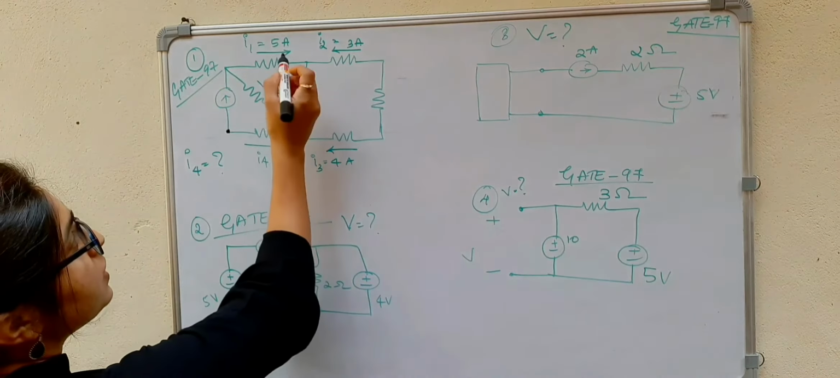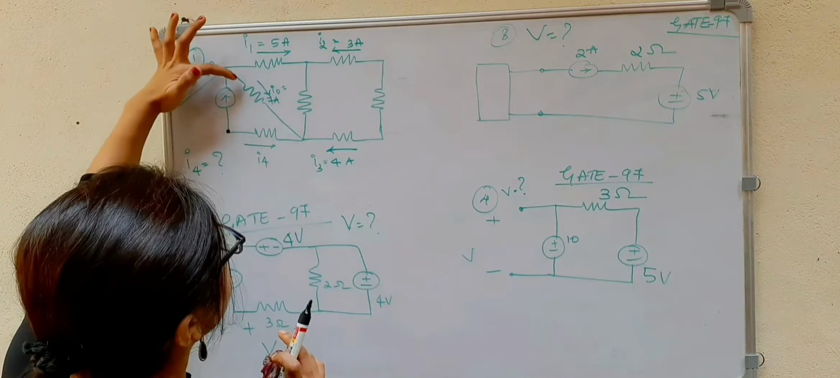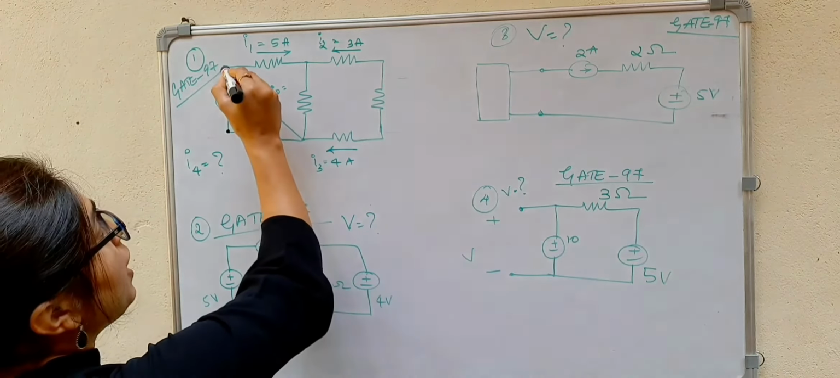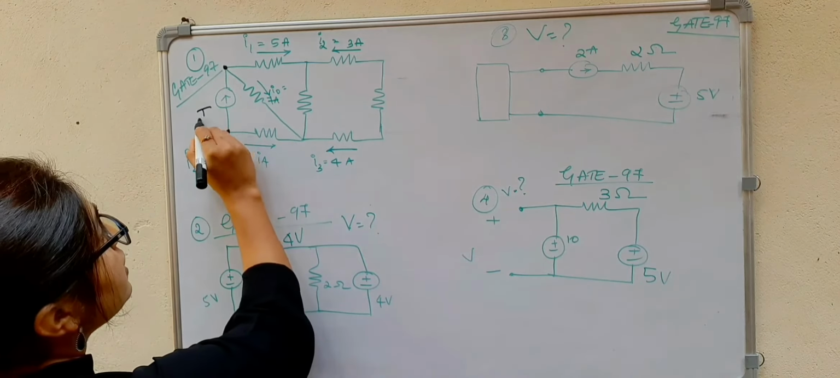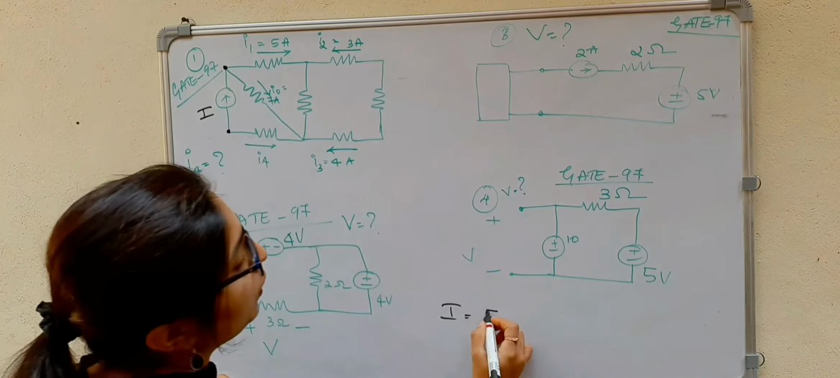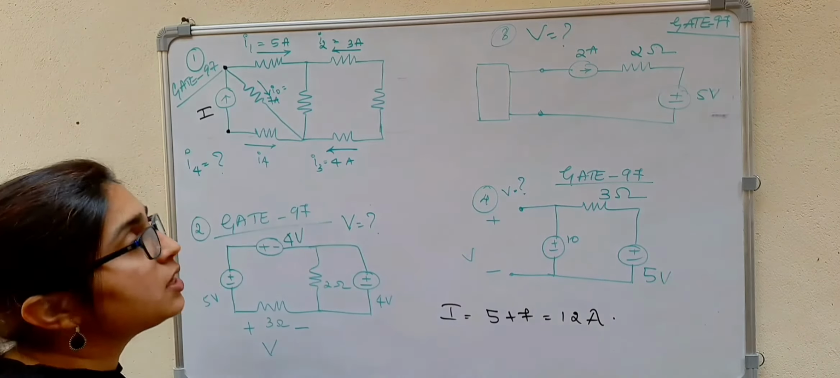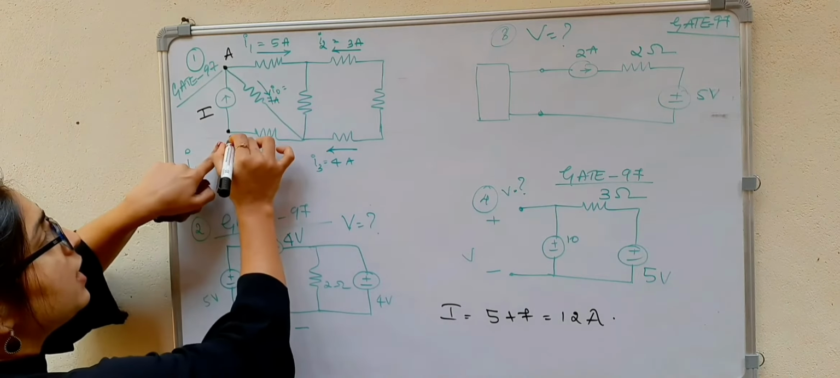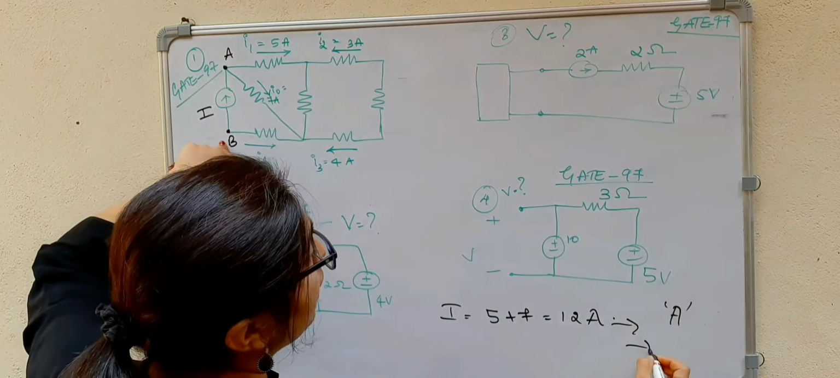See here, 5 ampere is going through this resistor, and 7 ampere is going through this resistor. If I apply KCL at this particular point, we can consider this as I. So I should be equal to 5 plus 7, that is 12 amperes. Let us consider this point as A and this as B. This was at A. Now at B, what happens?